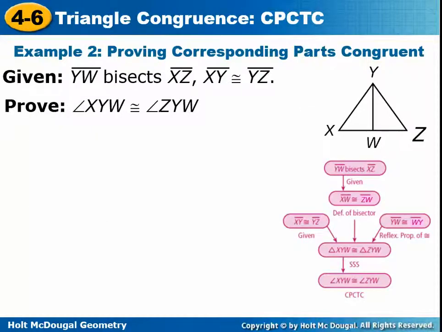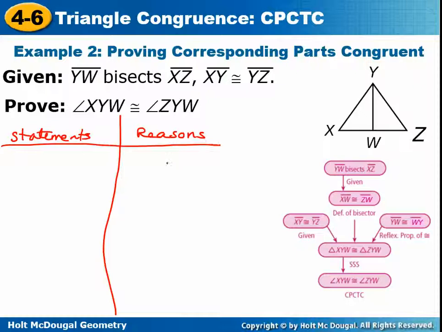Okay, let's do a two-column proof here. We're going to put our statements here and our reasons, and if we get stuck, I put the flow chart on here so we could look and see what's next. All right, so we always start with our given. It says that line segment YW bisects XZ, this line here, and also that XY is congruent to YZ. So those are congruent. So I'm going to put that one first.